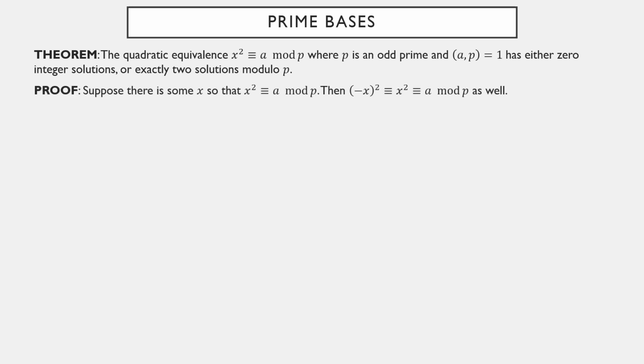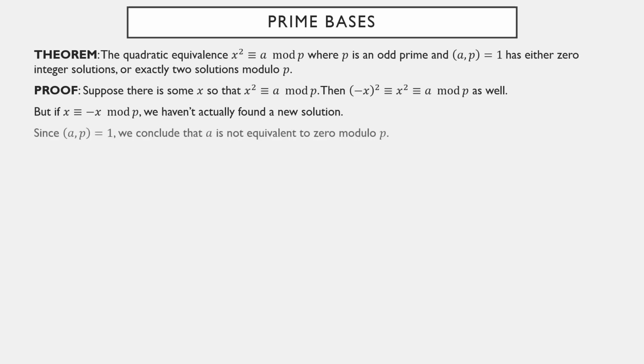So suppose that there are any solutions at all. So maybe there's 0 solutions, but let's suppose there's at least 1. So I found a certain x so that x squared is equivalent to a mod p. Well, then negative x squared is also going to be equivalent to a modulo p. If x is the same value as negative x, however, this isn't actually a new solution. But since a and p are relatively prime, a is not equivalent to 0 modulo p.